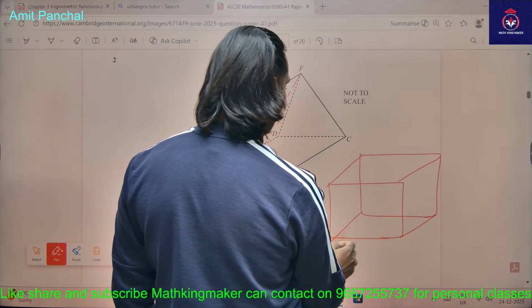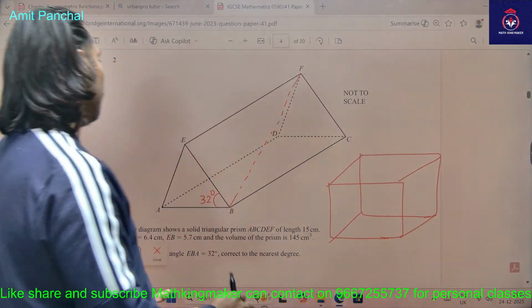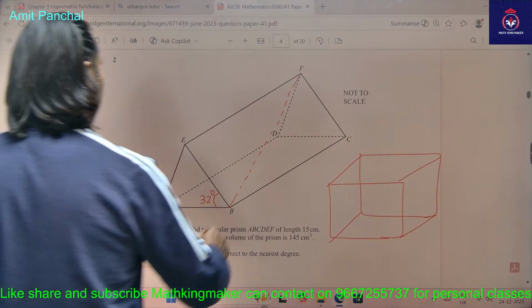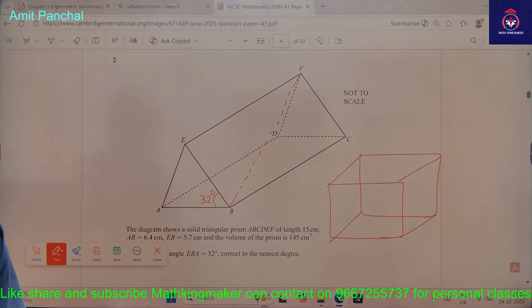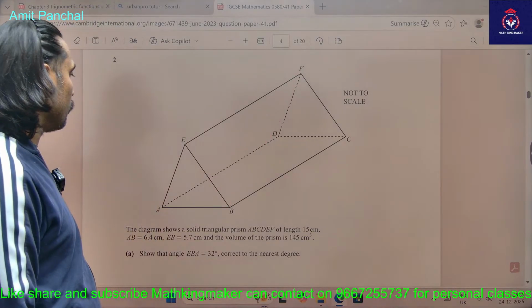So that will become your base, and what angle it is making with F, that means the rightmost top corner. You need to use 3D figures. Okay, I'll check it and make you understand in the next session. I'll just note it down. Fine, next question please.